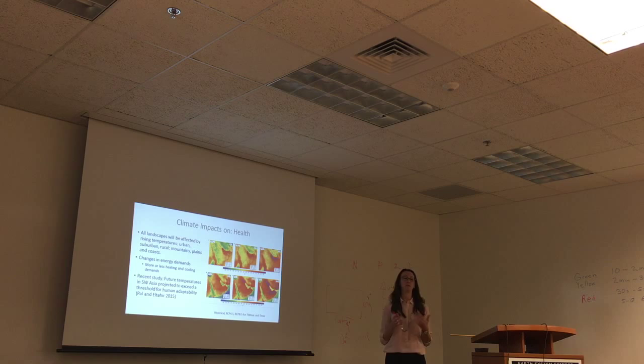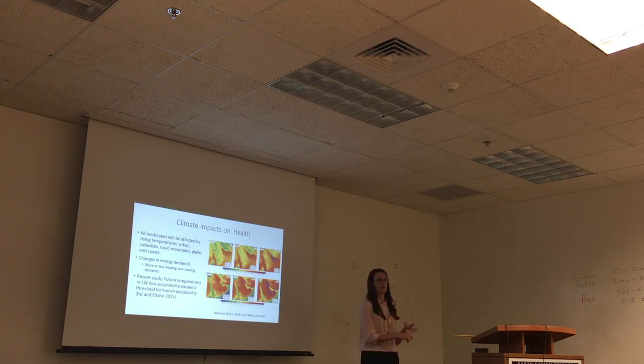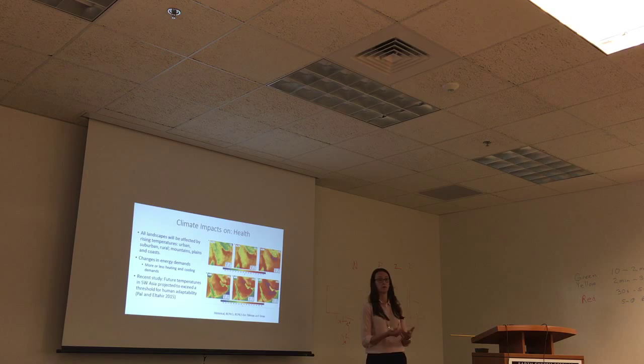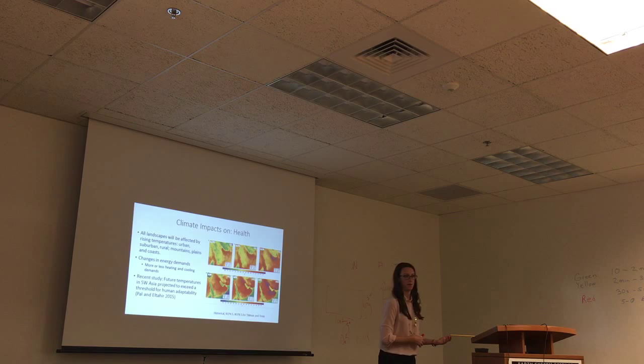So the idea is that adding humidity and temperature change together will result in areas of Southwest Asia that we wouldn't be able to go out in. They were saying that up to 6 hours a day in the summer, these areas would be uninhabitable, and you wouldn't be able to go outside. So how does that then play a role in economics and things like that?